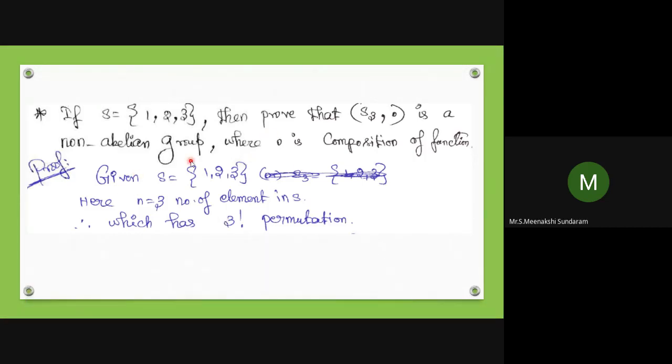So I like to take S equal to {1, 2, 3}. Here n equals 3 is the number of elements in S. Therefore, the number of permutations is n factorial. There are 3 factorial, so 6 permutations are possible.